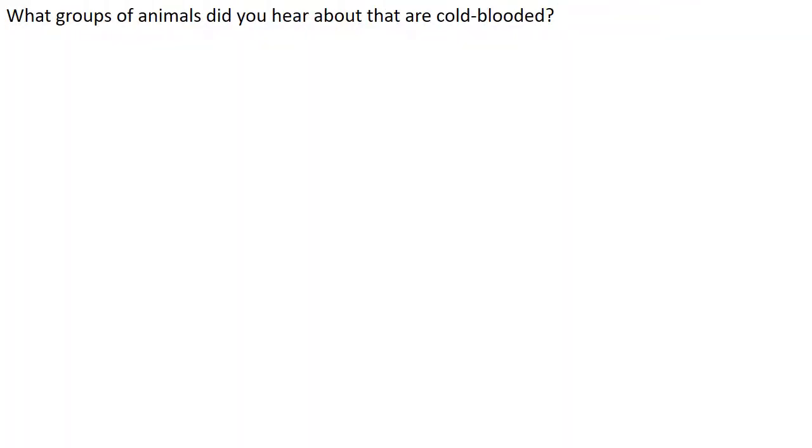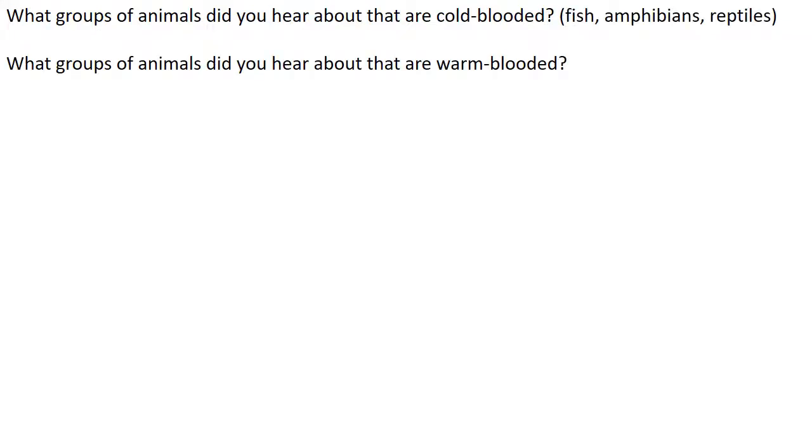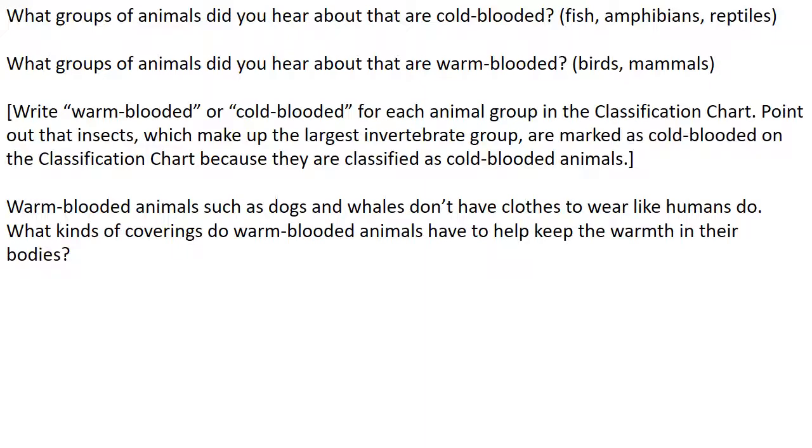What groups of animals did you hear about that are cold-blooded? Fish, amphibians, and reptiles. Very good. What groups of animals did you hear about that are warm-blooded? Birds and mammals. So write warm-blooded or cold-blooded for each animal group in the classification chart. Point out that insects, which make up the largest invertebrate group, are marked as cold-blooded on the classification chart because they are classified as cold-blooded animals. So you'll put insects underneath the cold-blooded, along with fish, amphibians, and reptiles. Which is funny because insects are largely the diet of fish, amphibians, and reptiles.